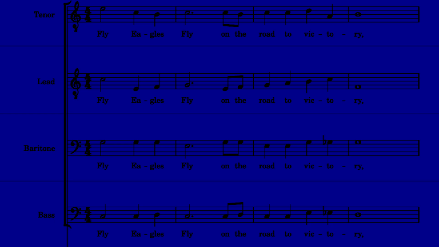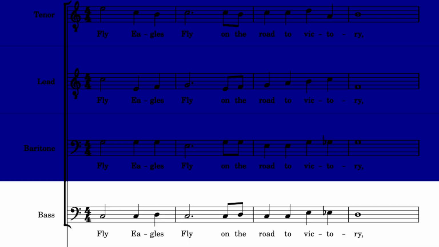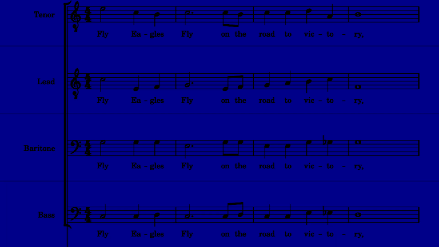Victory. You just heard bass because it's the harmony notes below the melody. What is this voice part?